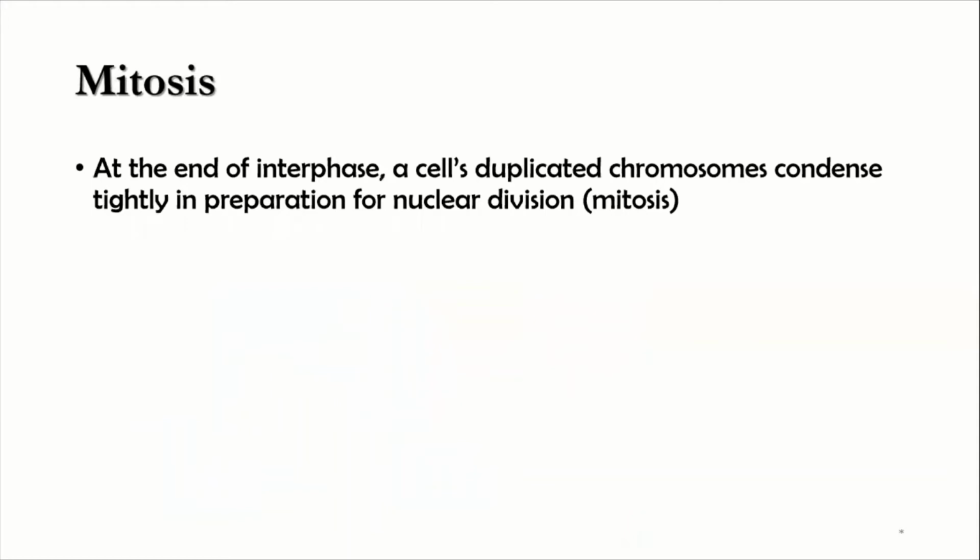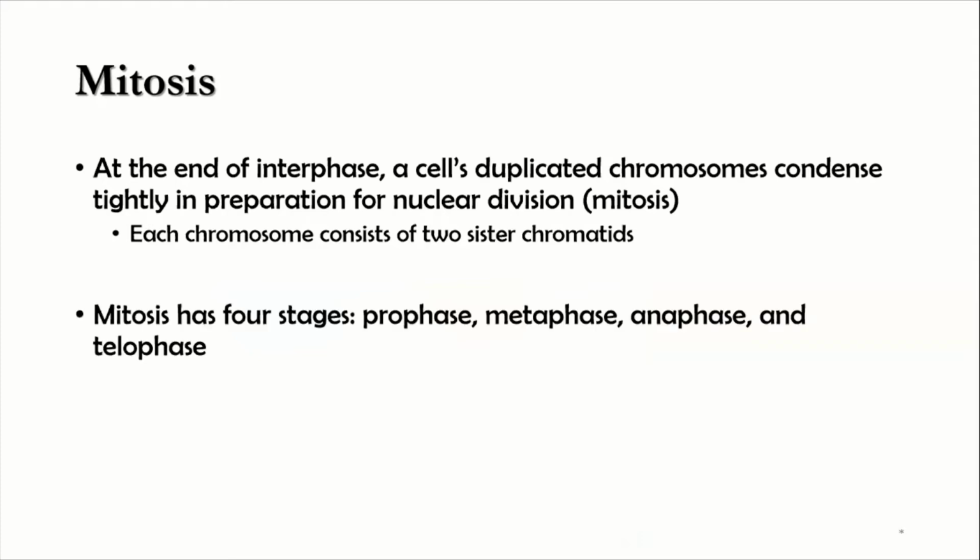Now let's go to the different stages of mitosis. At the end of interphase, a cell's duplicated chromosomes condense tightly in preparation for nuclear division. In illustrations, you would see the chromosomes represented as sister chromatids, or two sister chromatids. Like earlier, you have two lines or two structures. Again, there are four stages of mitosis. You could remember this as PMAT. Some would use a mnemonic, but simply PMAT. P for prophase, M for metaphase, A for anaphase, and T for telophase.